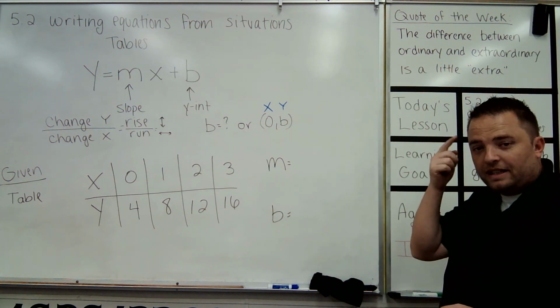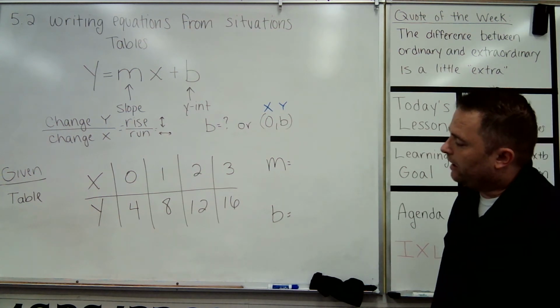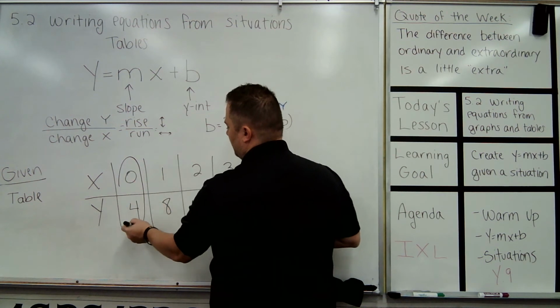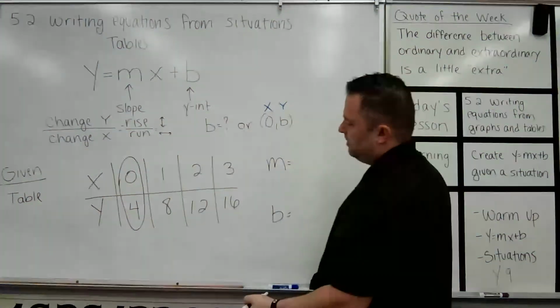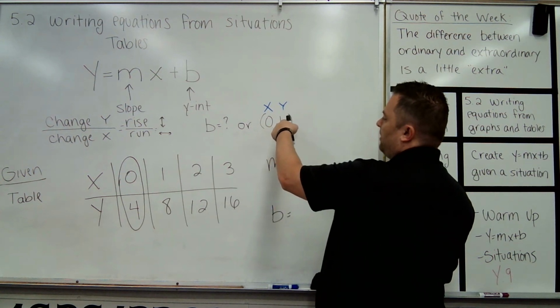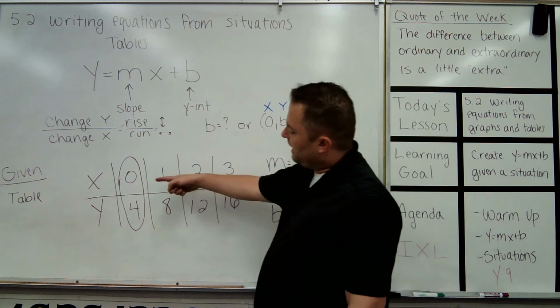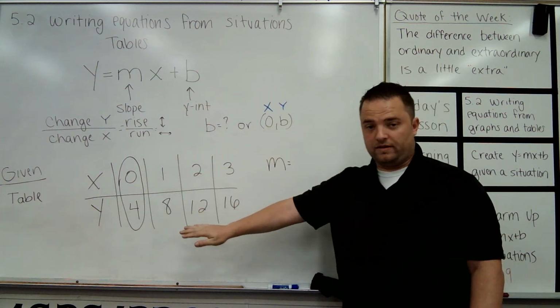I'm thinking ahead. My x needs to be 0. Okay, well, there's only one spot where x is equal to 0. It's this location right here. This is 0, 4. I know my b has to be 4, because when x is 0, y is 4. It's giving me a coordinate, but the table version.